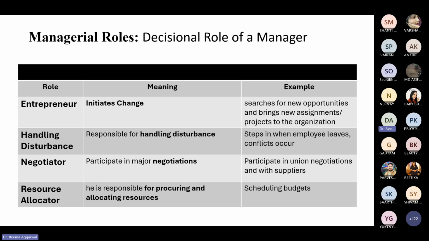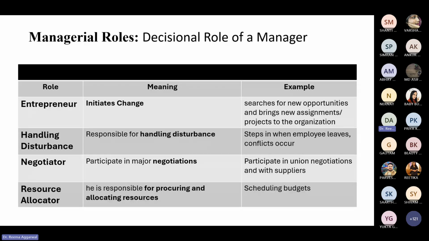Last is decisional role. Decisional roles include entrepreneur, handling disturbance, negotiator, and resource allocator. It basically means taking decisions. If some change you want to bring in the organization, then it will be initiated by the manager. If you want to bring business to the organization, you want to bring new opportunities, then again this is the responsibility of a manager to bring more business, to act like an entrepreneur.